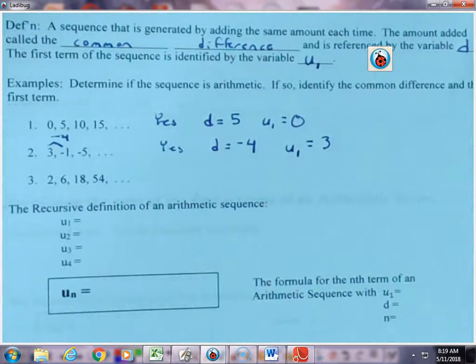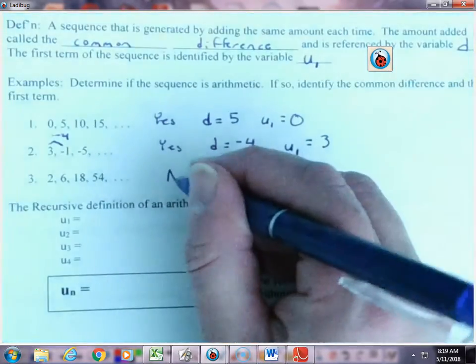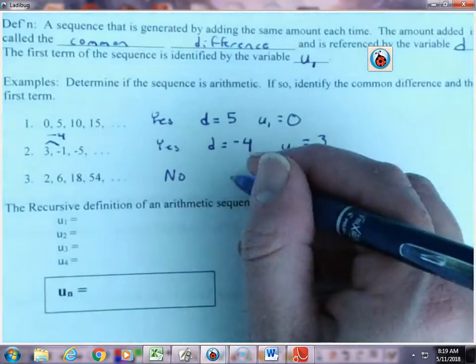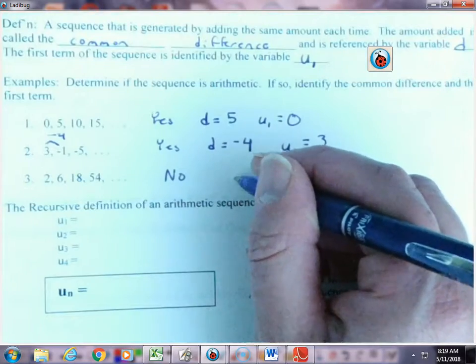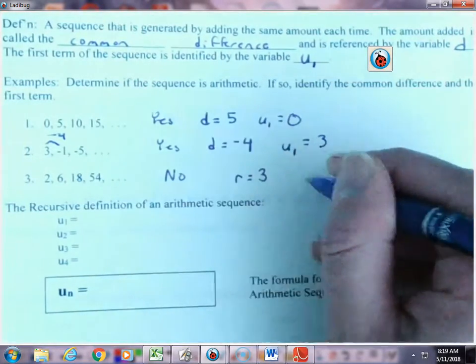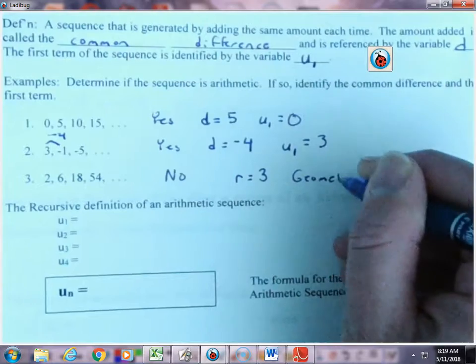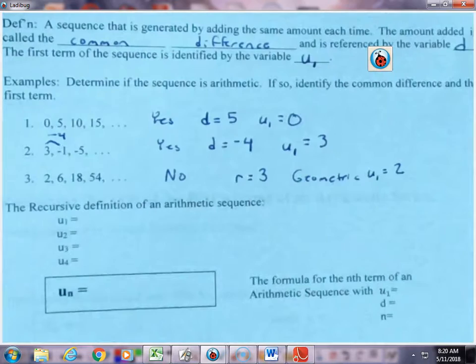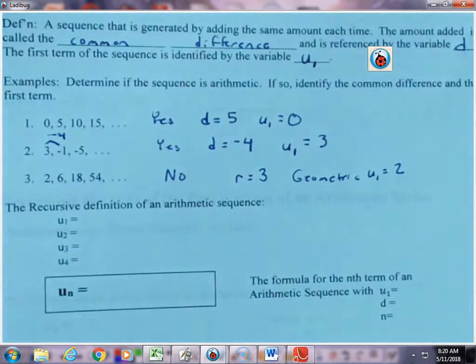Okay, what about the next one? Does it have a pattern to it, though? Yes. So you're multiplying by 3, and just so you know, I'm going to get ready for you. This is a geometric sequence with r is 3. That's next class, but it's the same thing, and u sub 1 is still the same. If you multiply by the same thing every time, that's geometric. We have formulas for that too. And r is 3 because you're multiplying by 3 every time.